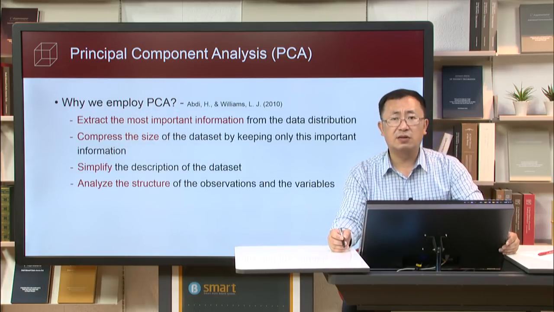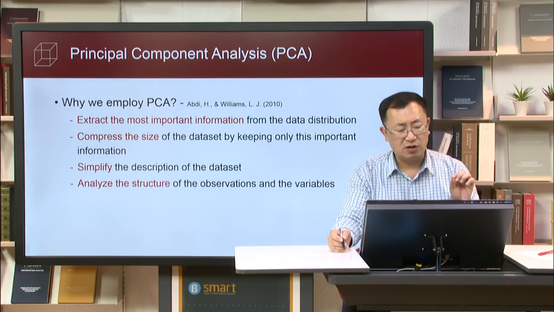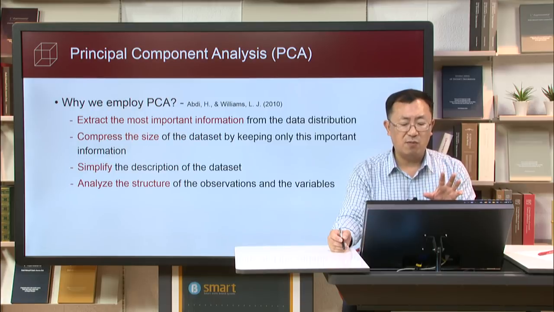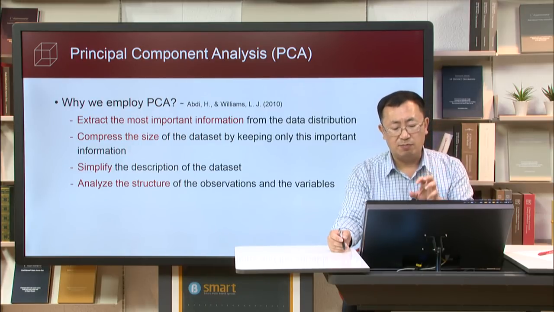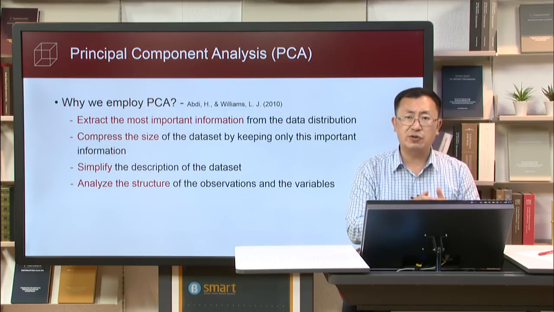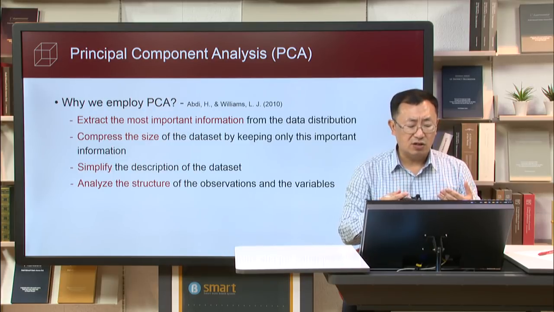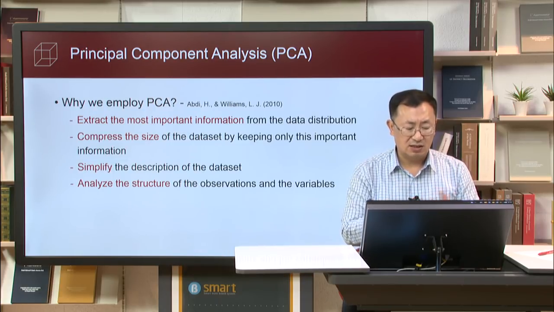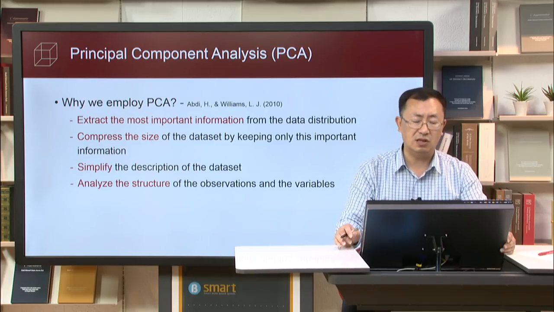There are some other reasons to talk about principal component analysis. Basically, we try to extract the most important information from the data distribution, and at the same time, we try to compress the size of the data set while keeping only important information. By identifying the key features, we can simplify the description of the data set, and that makes the analysis easier. PCA is especially used when we analyze the structure of the observations and variables.